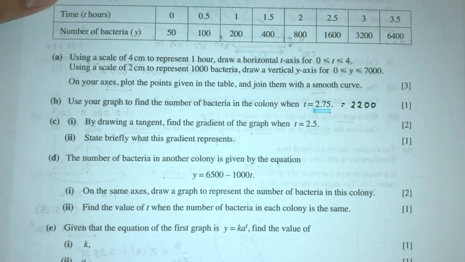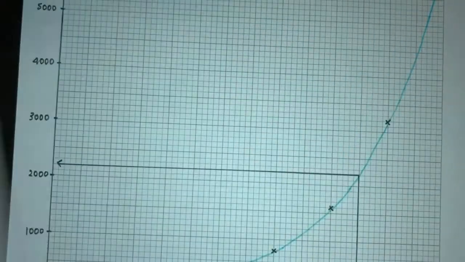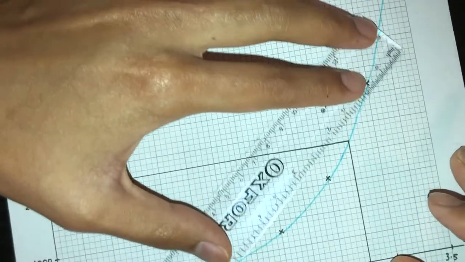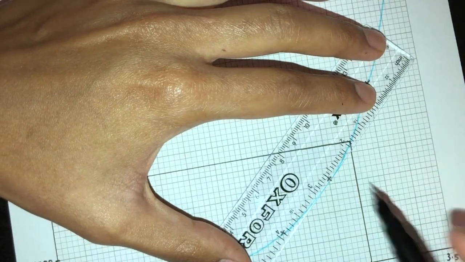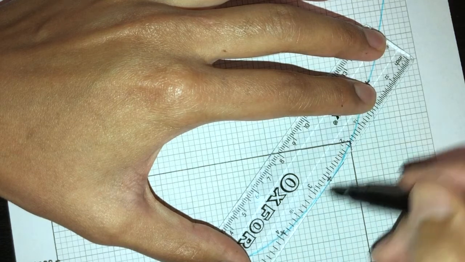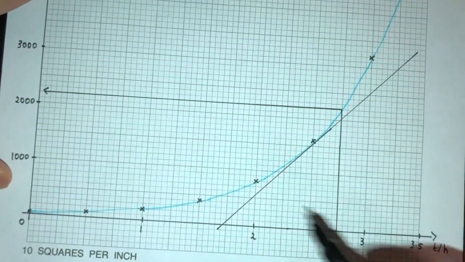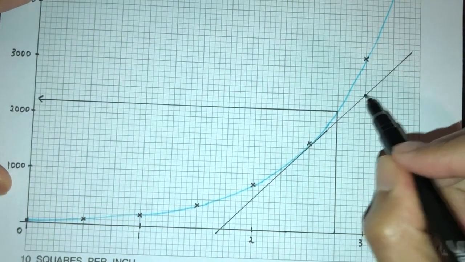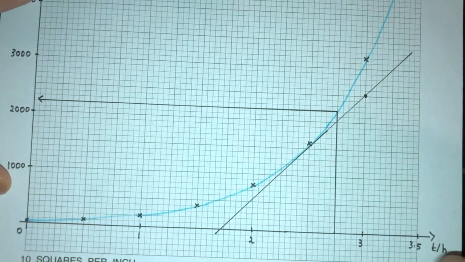Now part C, we have to draw a tangent, find the gradient at the time 2.5. So 2.5 is right here. I have to be drawing a tangent. It is a line which touches this point, should be above this value. And then to find the gradient, we have to use 2 points. You can choose any point on the line. I will choose this point, and I will choose this point. Okay, let me choose this one.